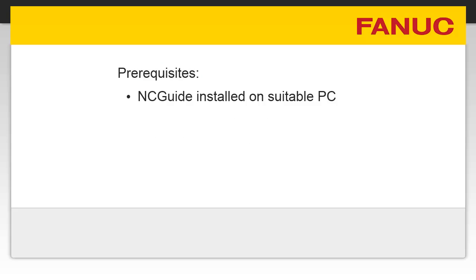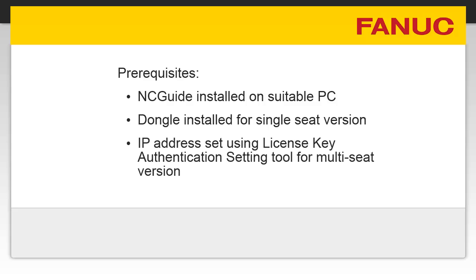We presume you have installed NCGuide on a PC that meets all the system requirements. For an NCGuide single seat license, the dongle must be plugged into the PC that will run NCGuide. For a network license seat, the License Key Authorization Setting Tool must be used to set the IP address of the personal computer or server that has the license dongle installed.